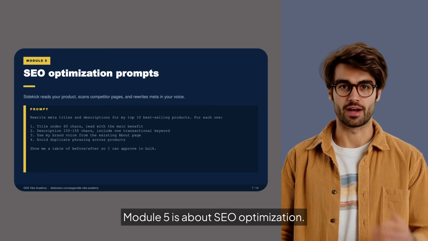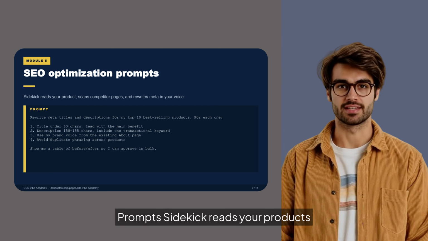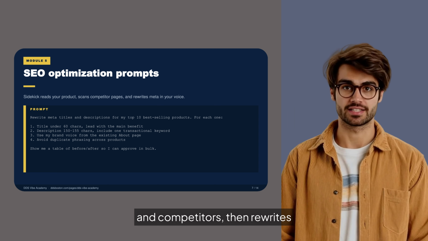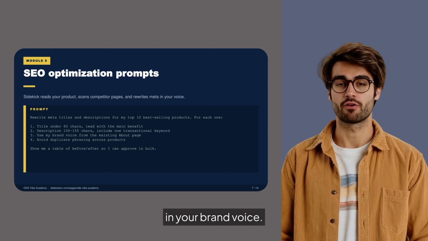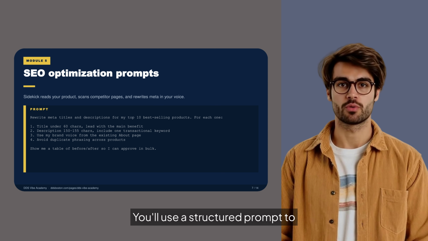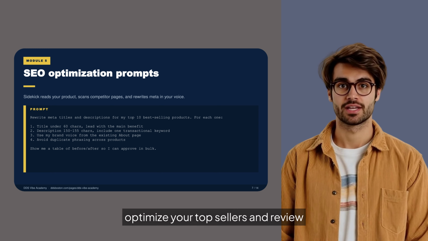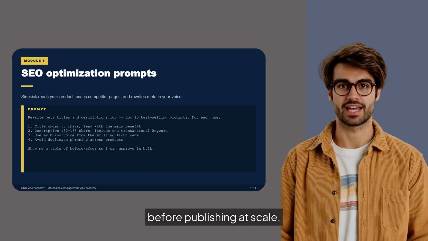Module 5 is about SEO optimization prompts. Sidekick reads your products and competitors, then rewrites meta titles and descriptions in your brand voice. You'll use a structured prompt to optimize your top sellers and review before publishing at scale.